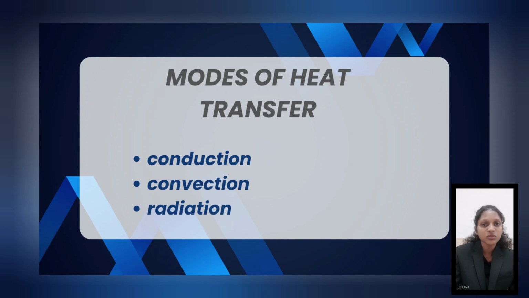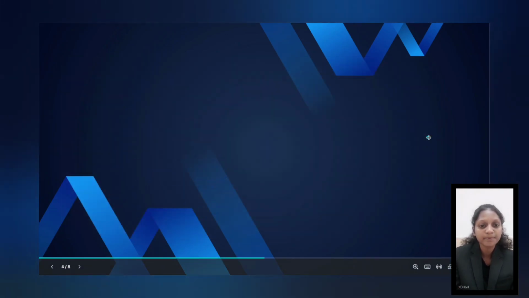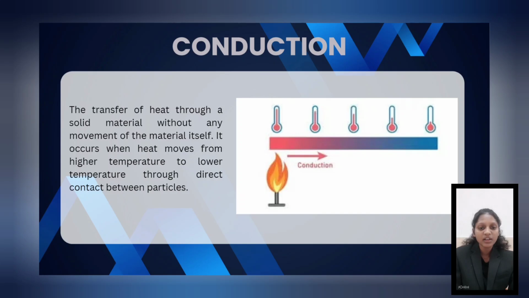Now, what is conduction? Earlier we saw conduction is heat transfer through solid material. Conduction happens when heat moves through a solid. It requires direct contact between hot and cold parts. For example, heat moves from a stove to a metal pot. This image is describing this. The heat moves from the hot part to the cooler part.